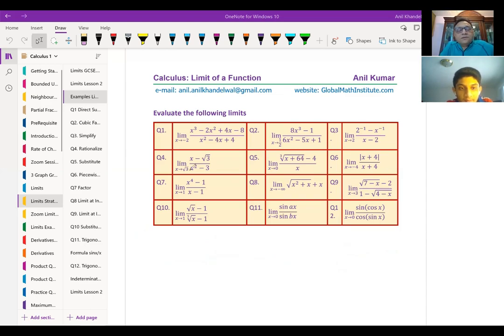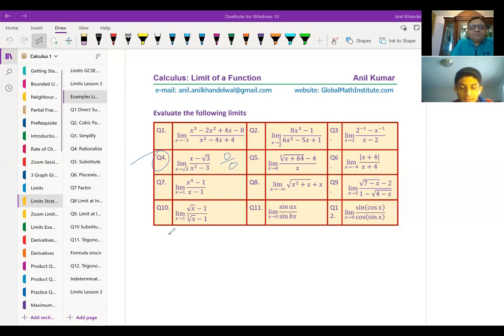Can you factor or simplify and then find the limit of question number 4? Yes, sir. Off the top of my head, it also yields an indeterminate form, 0 over 0. As soon as you plug in square root 3, square root 3 minus square root 3 is 0. Square root 3 squared is 3, and 3 minus 3 is also 0. So 0 over 0. What will you do?